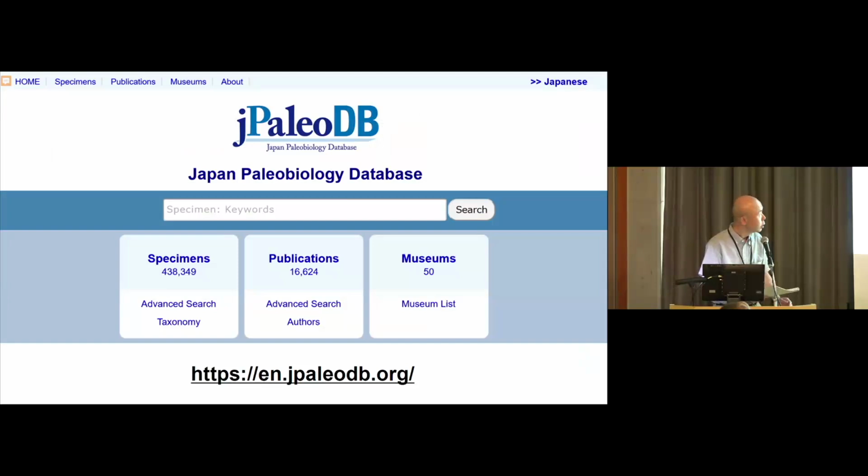The integrated database is the Japan Paleobiology database. This database is the core of our project. It's called JPaleoDB. This is a portal site to collectively search paleontological specimen data in web databases published from museums throughout Japan.